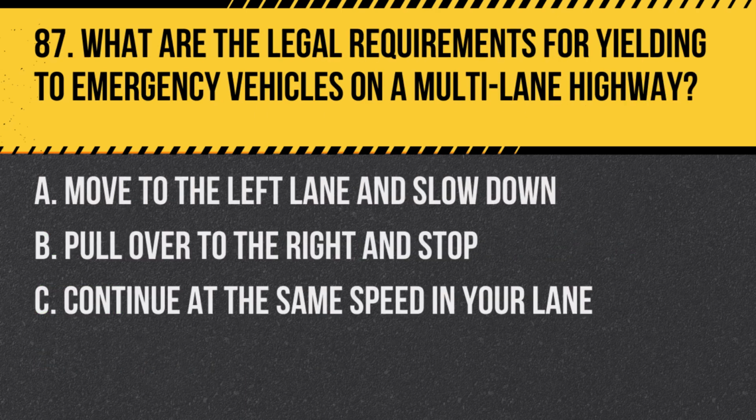Question 87. What are the legal requirements for yielding to emergency vehicles on a multi-lane highway? A. Move to the left lane and slow down. B. Pull over to the right and stop. C. Continue at the same speed in your lane. Answer B. Pull over to the right and stop. This allows emergency vehicles to pass safely.